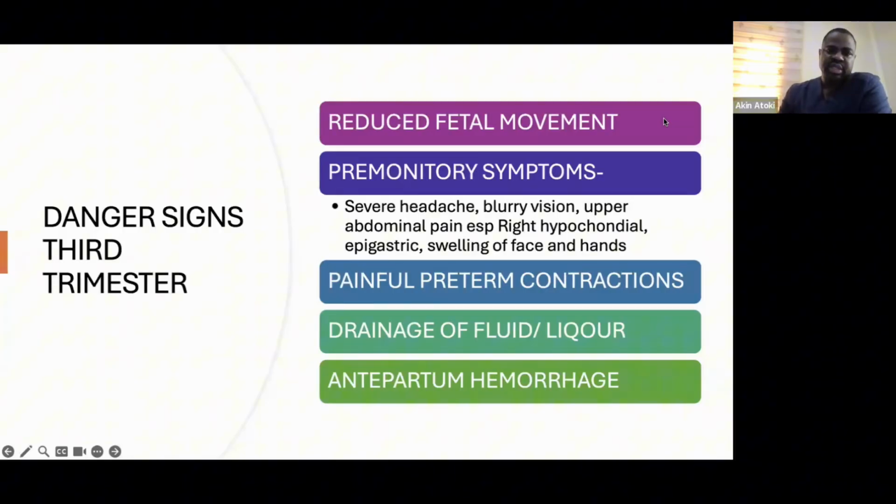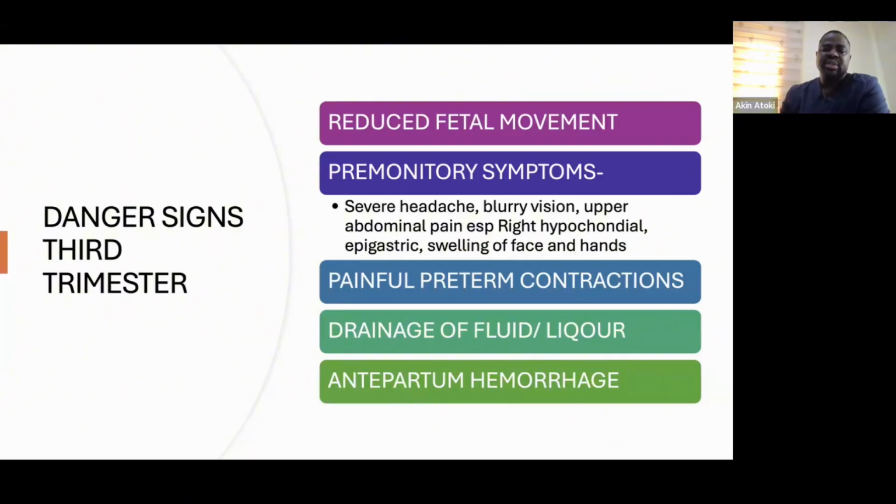Then bleeding. Again, bleeding is coming up here. I've mentioned it earlier. Bleeding anytime in pregnancy is a danger sign. The commonest reasons why bleeding might happen in the third trimester before labor are what we call placenta previa or placenta abruption. Placenta previa means that the placenta is low in the uterus, in the womb, and usually there will be bleeding.